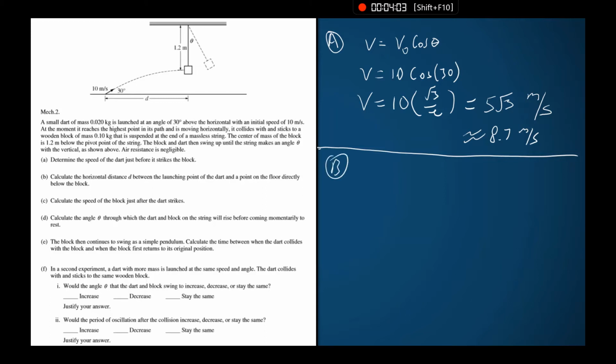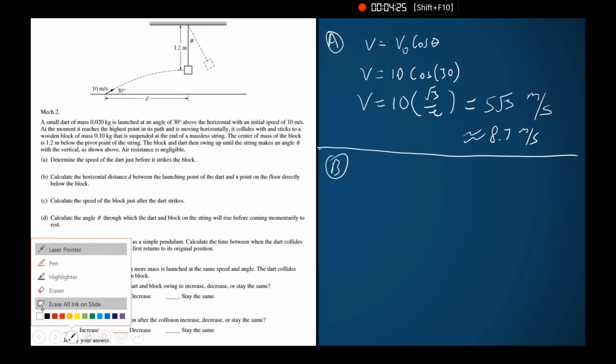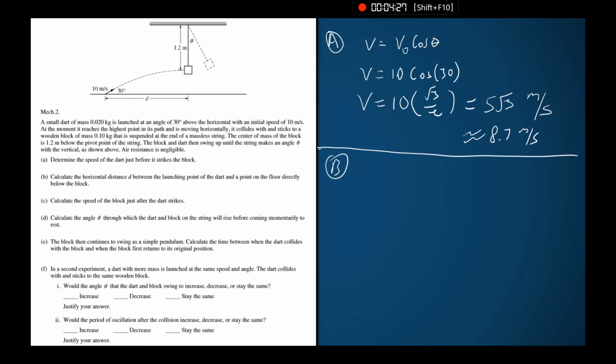Okay, for part B, I want to calculate the total horizontal distance d, shown here, which is the horizontal distance between the launch point and the point on the floor directly below the block. What do I need to do? Okay, kinematics equation, we need to know the time first, so what can I use?